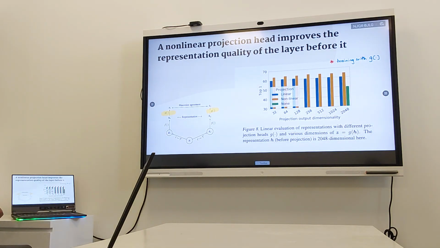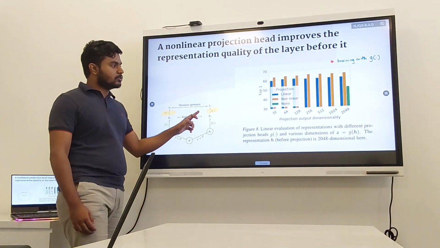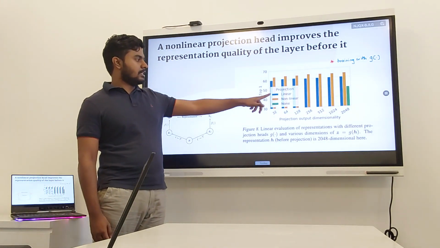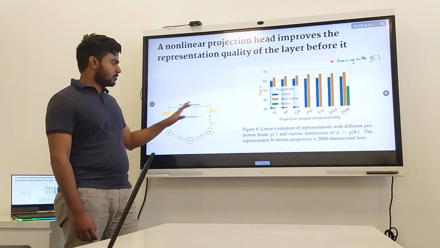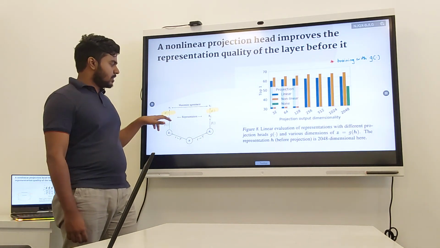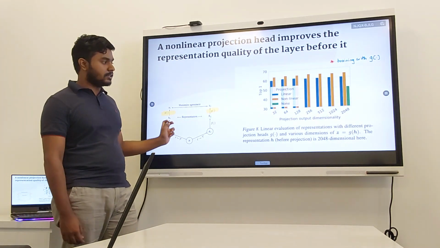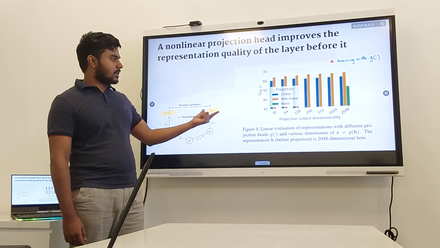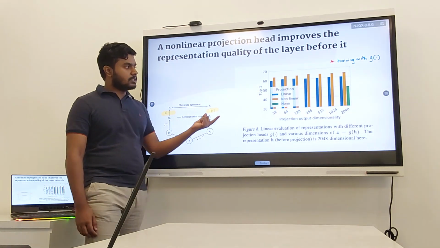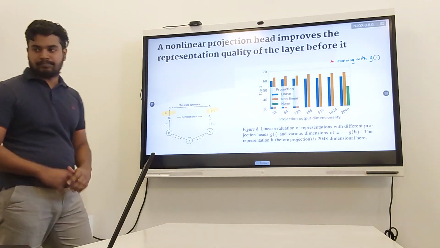Then for this projection head, they have tried three different options: a linear projection head, a non-linear one, and without using any projection head, just using h to minimize the loss and maximize the similarity. Here also they found that using a non-linear projection head results in much better top-one accuracy on the ImageNet dataset.